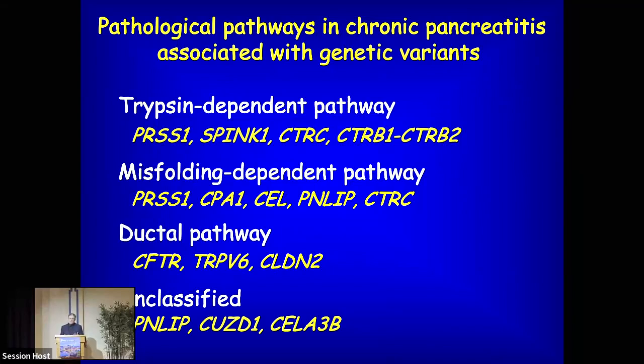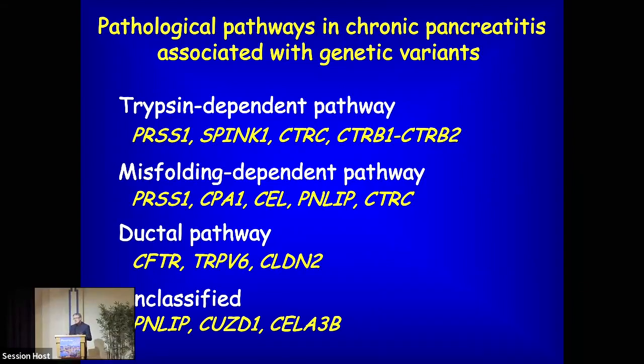So clinically, probably the most common is the trypsin-dependent pathway, where you have genes that modify intrapancreatic activation of trypsinogen to trypsin. And the genes that belong here are, it's a little code here for every gene. So PRSS1 is cationic trypsinogen, SPINK1 is a trypsin inhibitor, and then you have the chymotrypsins C and B1, B2, which actually protect against pancreatitis by degrading trypsinogen.